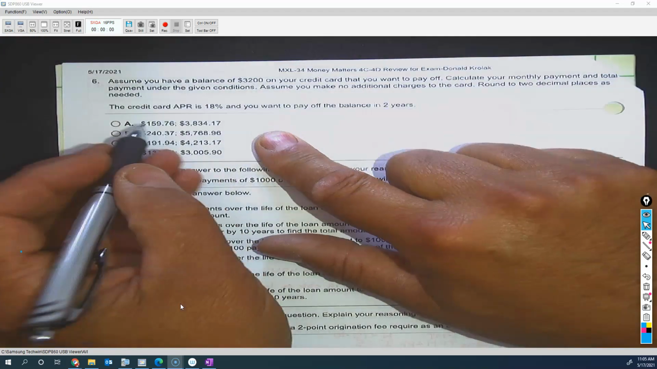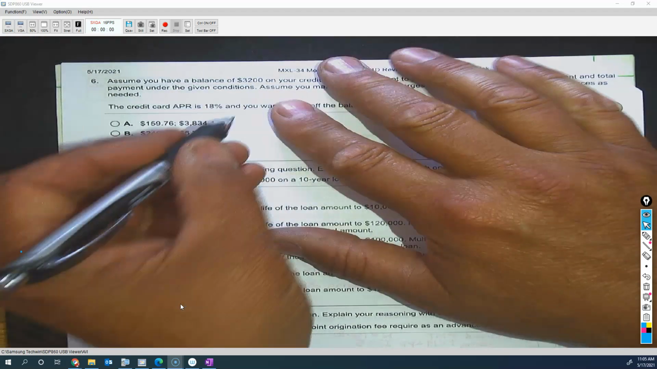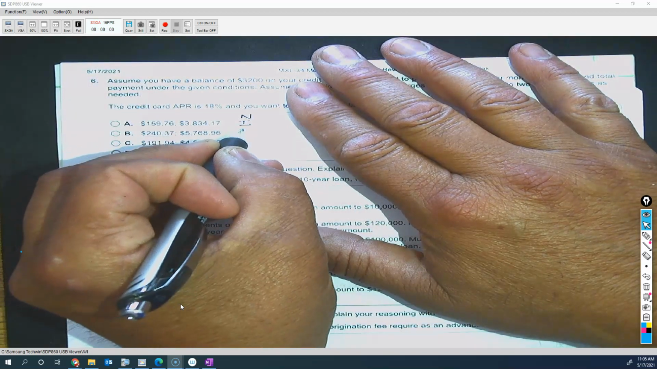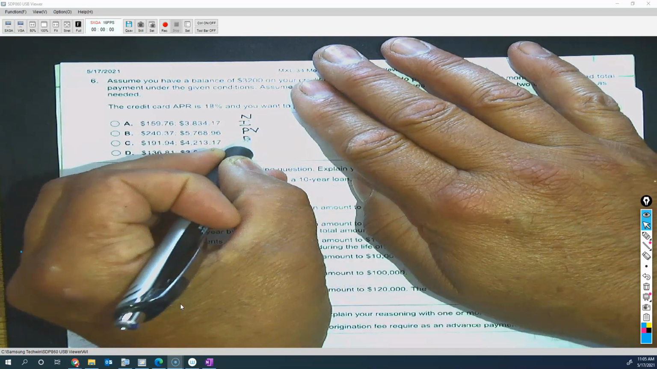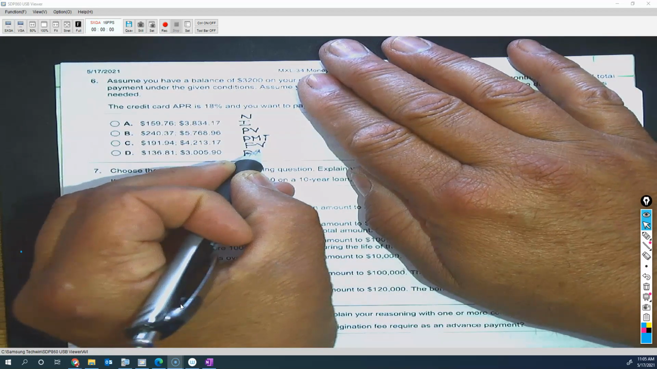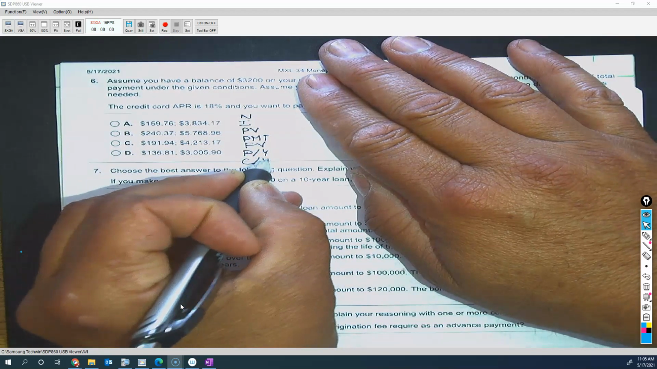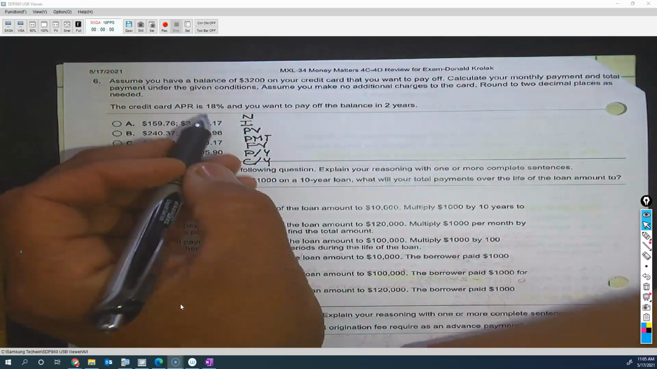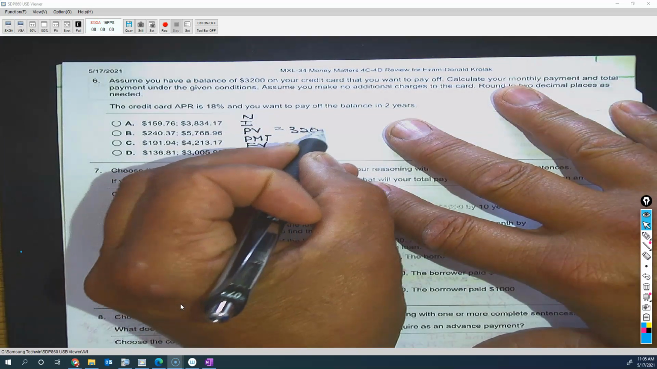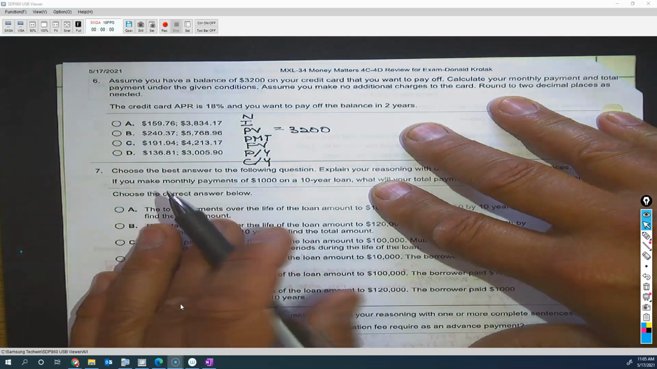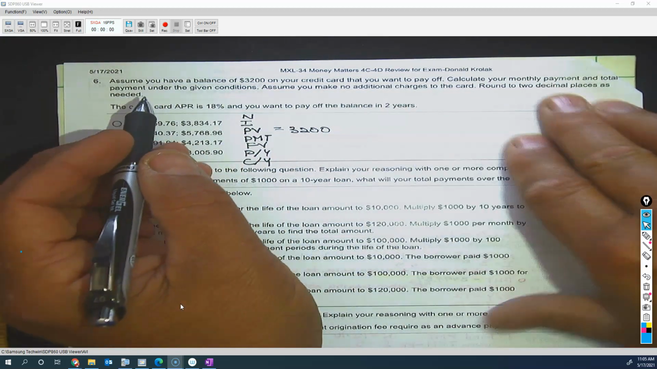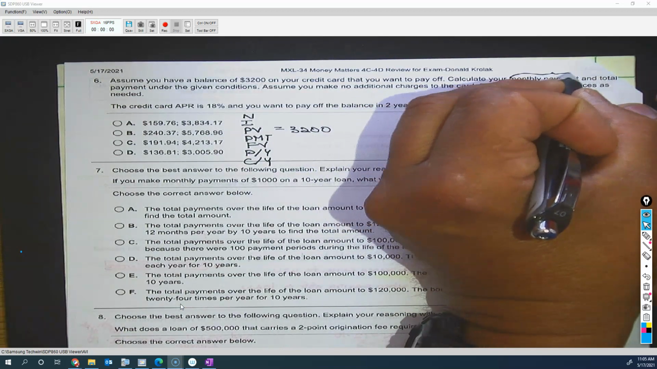Okay. So you got a $3,200 balance. So we got N, I, PV, PMT, FV, P/Y, C/Y. All right, you got a credit card. Your balance is $3,200, just like if it was a loan. All right, you want to pay it off in 2 years, and you're going to be making monthly payments.